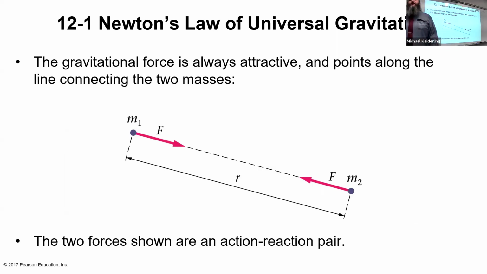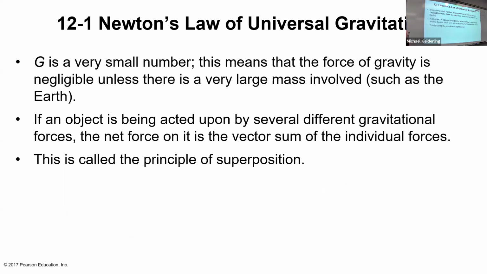The gravitational force is always attractive. It always points along the line connecting two masses, and the two forces shown are an action-reaction pair. Big G is a very small number. This means the force of gravity is negligible unless there's a very large mass involved, such as the Earth. So we notice gravity from the Earth because Earth is really big, and so the mass of the Earth causes a gravitational attraction on everything that's significant. But the gravitational attraction between just things in the room is negligible.